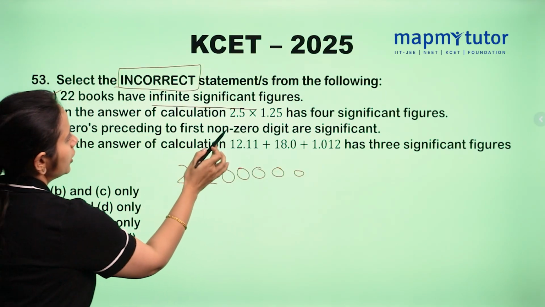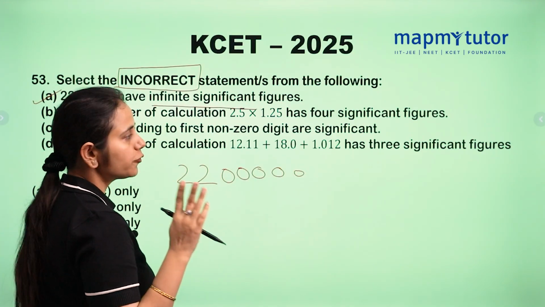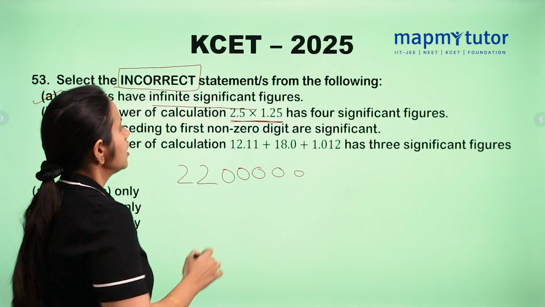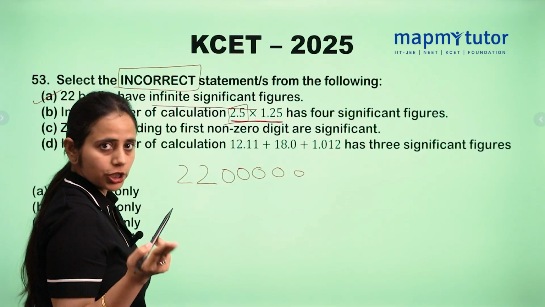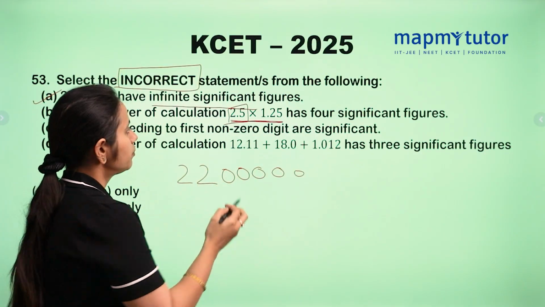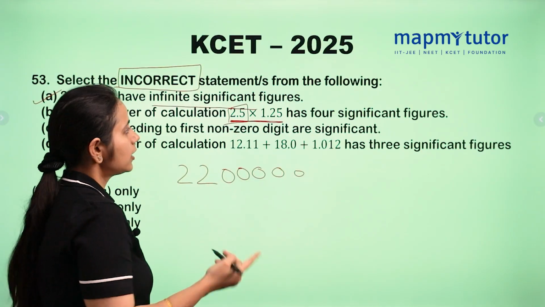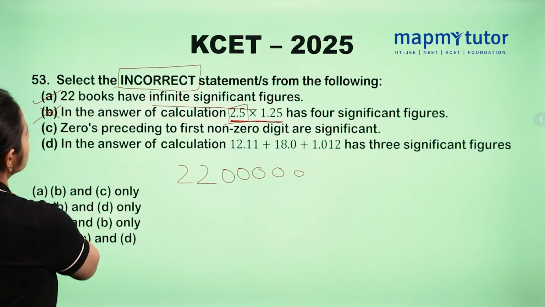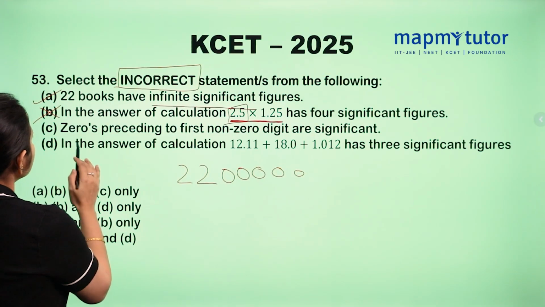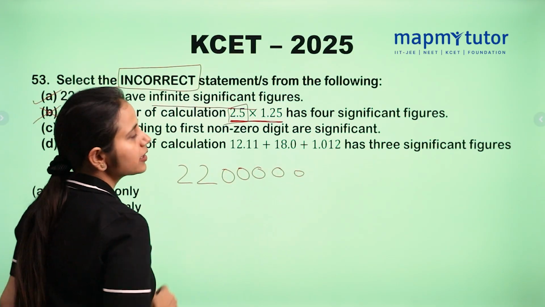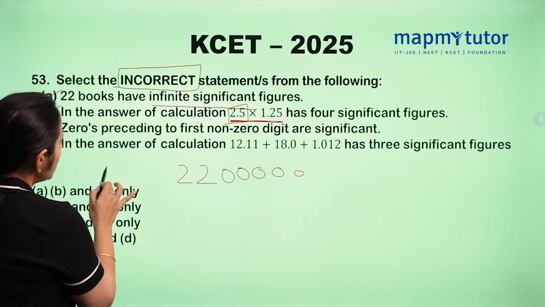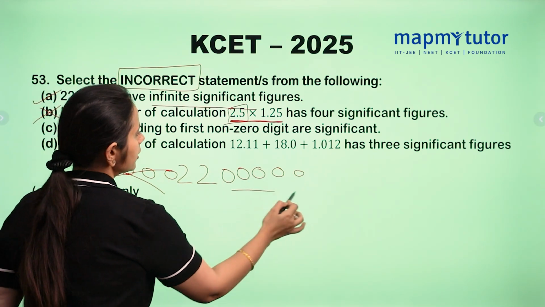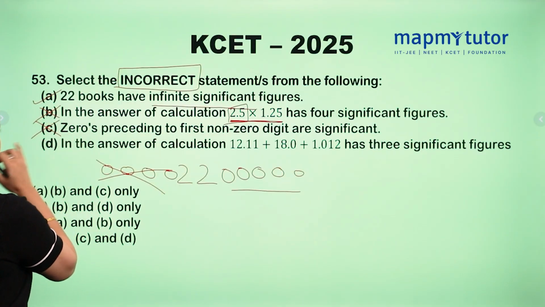In the answer of calculation, 2.5 into 1.25 has 4 significant figures. Well, this is not right. When we multiply these two terms, in the question only 2 significant figures are there, the minimum is 2. So when we get the answer, we will round it off to 2 significant figures. So 4 significant figures will not come. So this is the wrong statement. Next, zeros preceding the first non-zero digit are significant. Is it so? No. Whenever we add zeros before any digit, these are not significant. Only the zeros after the digit are significant. So C is the wrong statement.